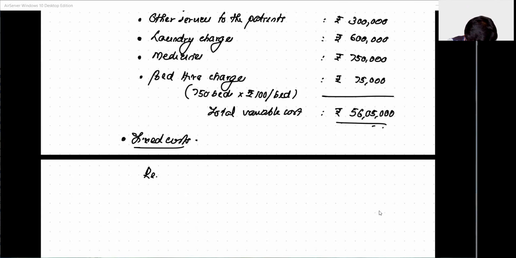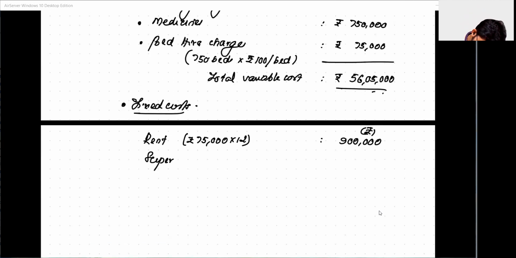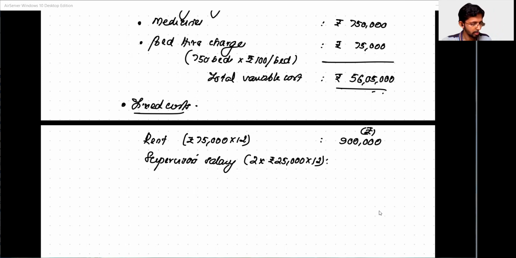First we have to take the rent. Rent they say 75,000 per month. So 75,000 into 12. So that will be 9 lakh. Then you have supervisor salary. You have two supervisors and each is paid 25,000 per month. Like that you have 12 months. So 25,000 into 12, that is 3 lakh, into 2. That is 6 lakh.